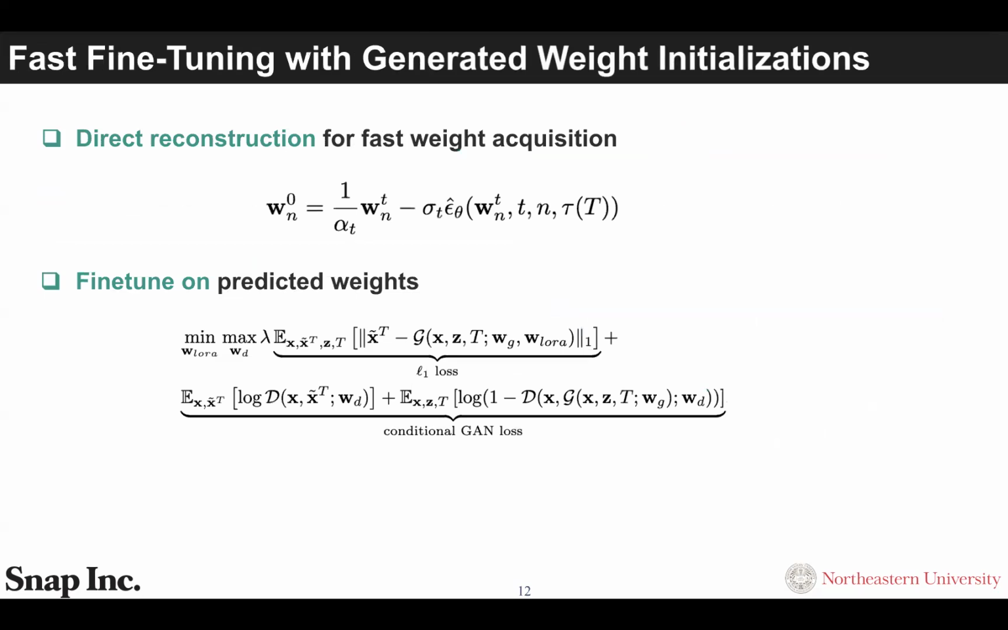After weight generator training, when there is a new concept, we can query the weight generator to predict the weight initializations. To make this weight initialization obtaining process faster, we use a direct reconstruction method. And after we plug the predicted weight initializations into the GAN model, we further fine-tune the GAN model to capture the details of the new concepts better.